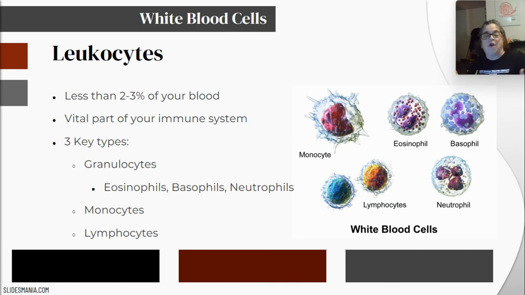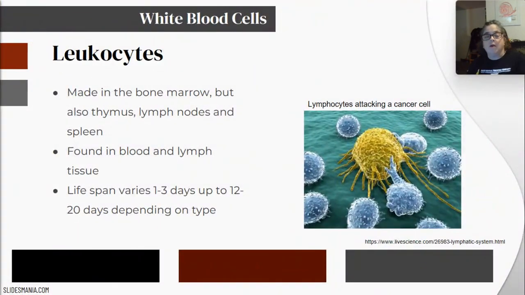Because of this wide variety of cell types that fall into the category of white blood cells, they have a wide range of lifespans. Some last for hours, some last for days, even years. They are made in the bone marrow, like the red blood cells, but then they are also made in the thymus, the lymph nodes, and the spleen. We tend to find them not only in our blood, but in the lymph tissues. And as I mentioned, lifespan can vary, usually in the range of days, but depending on the type, they can last for years even.